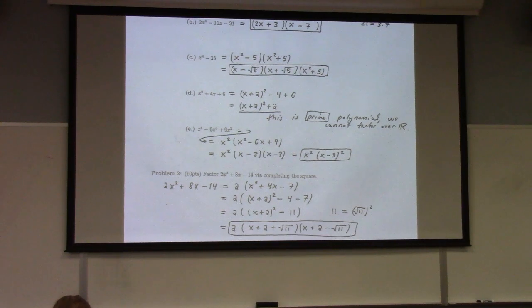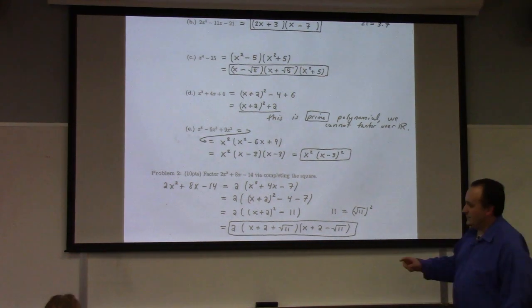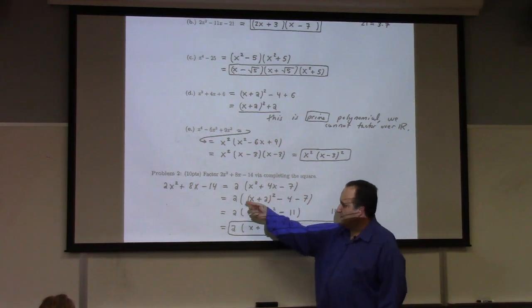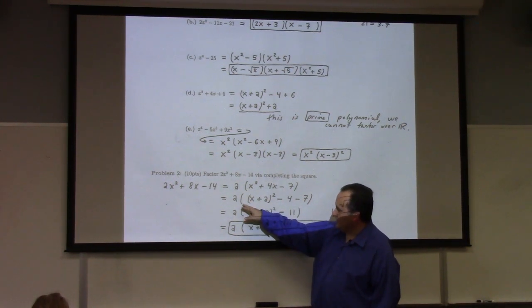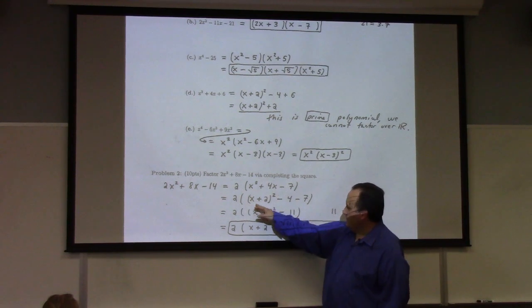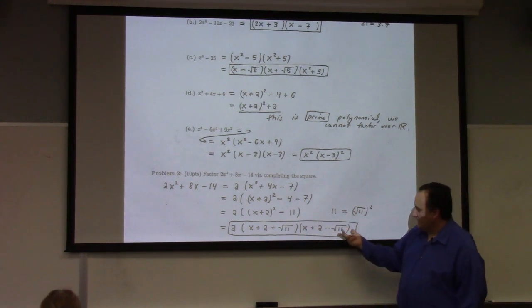We had this completing the square problem that threw a lot of people for a loop, didn't it? Because we had to factor the 2 out, which was just something we hadn't done a lot right before the test, but just a little bit. So the 2 comes out, and then we complete the square there and factor like that.